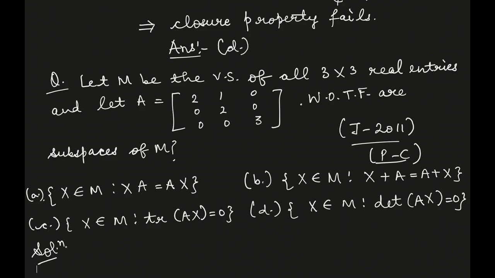It is A and B. And what about C? C is trace of AX equal to 0, and the trace of the A matrix is not 0.